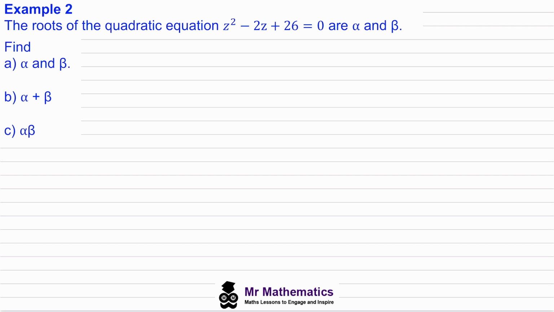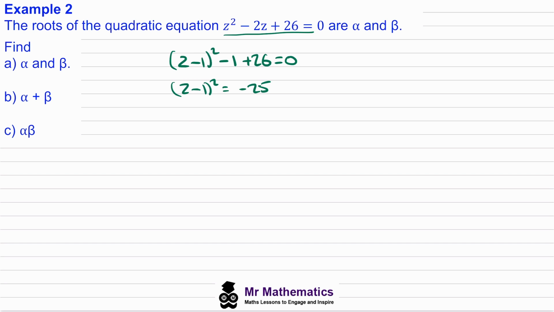To solve this quadratic, we need to complete the square. We could use a formula, but I'm going to complete the square. So we'll get (z minus 1) all squared, minus the 1, and then plus the 26, and this will equal 0. Then we'll move this to the right-hand side, so (z minus 1) squared will equal negative 25.